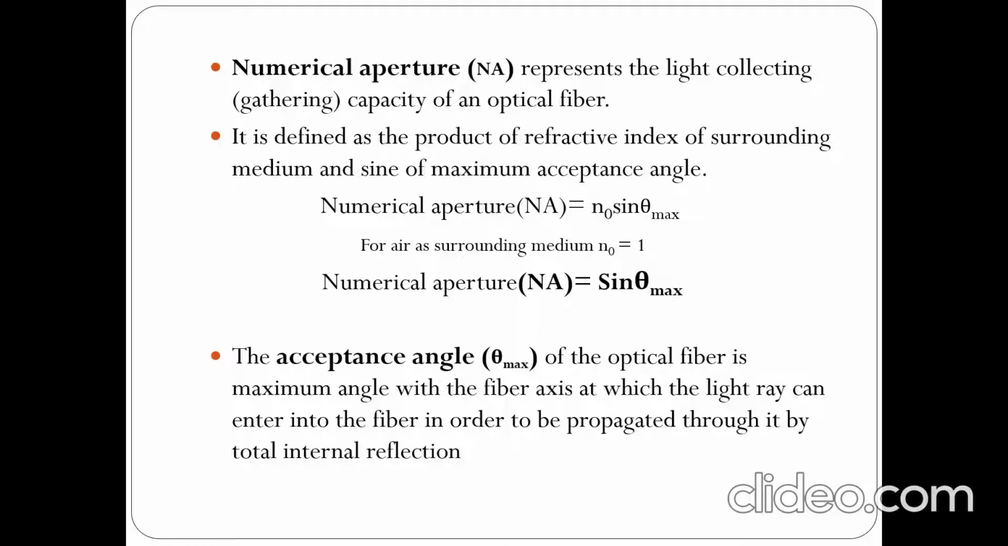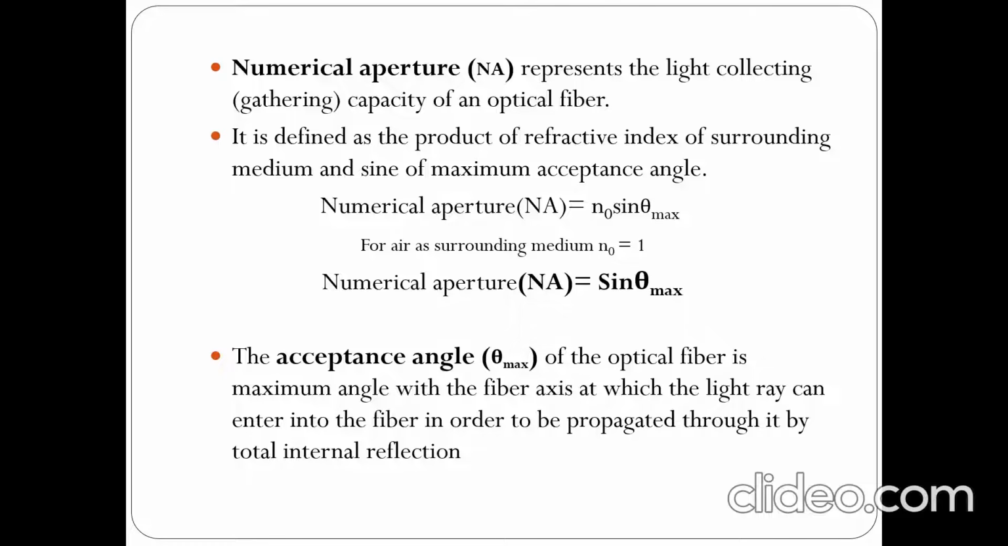Numerical aperture represents the light collecting capacity of an optical fiber. It is defined as the product of refractive index of surrounding medium and the sine of maximum acceptance angle. NA is equal to n0 sin theta maximum. If surrounding medium is air, then n0 is equal to 1. Numerical aperture equation becomes NA is equal to sin theta maximum. Here theta maximum is acceptance angle.